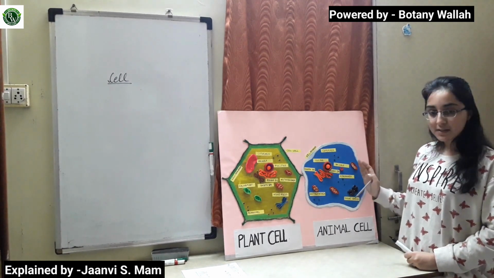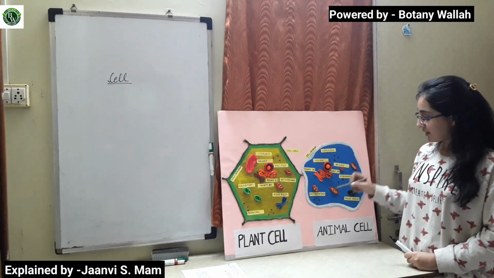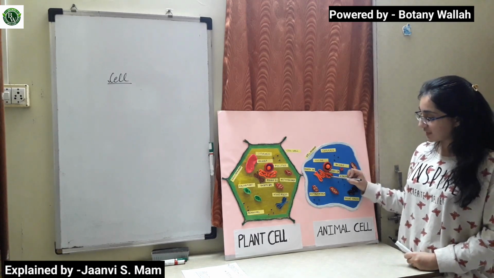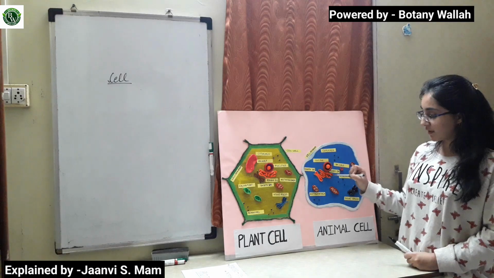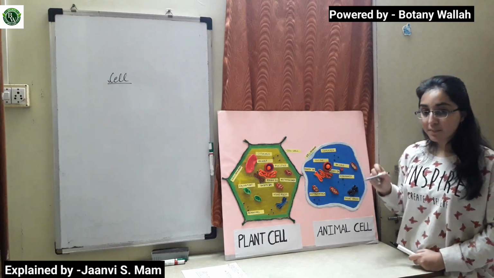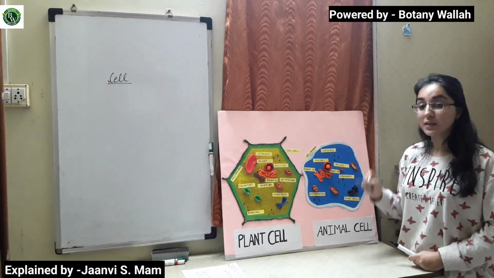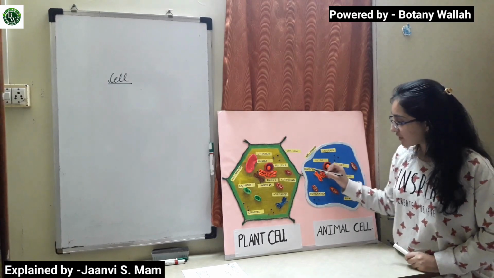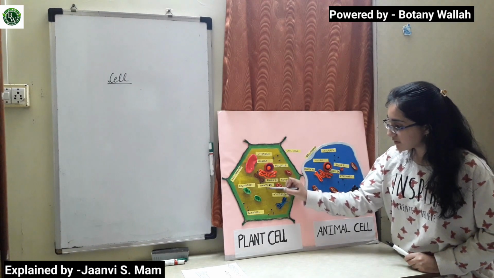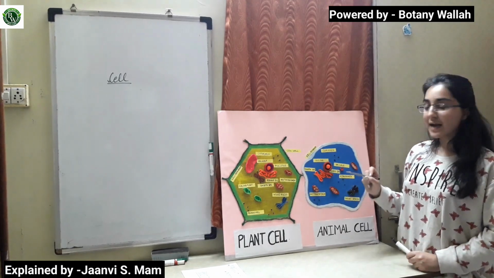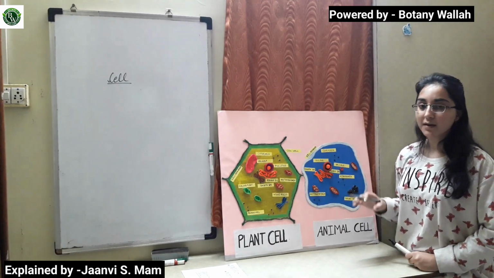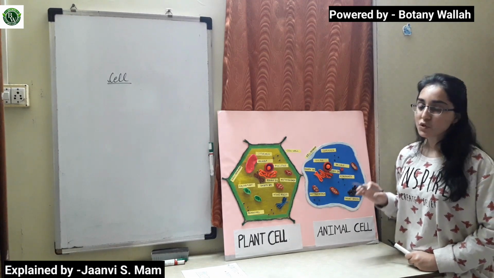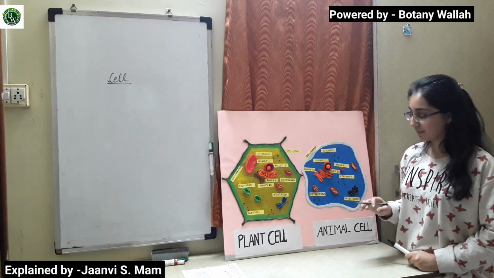Even in animal cells, we have ribosomes, and we have the endoplasmic reticulum, rough endoplasmic reticulum. Now why is it called rough endoplasmic reticulum? Because of the presence of ribosomes on it. Then you have smooth endoplasmic reticulum in both, here also, even here. It lacks ribosomes, so it is known as smooth endoplasmic reticulum.